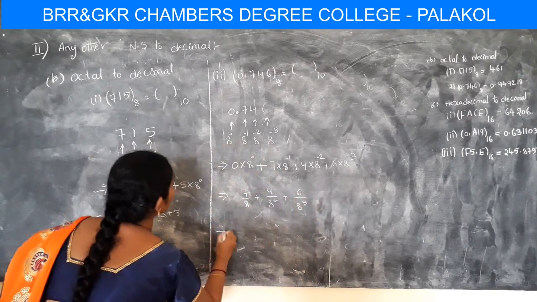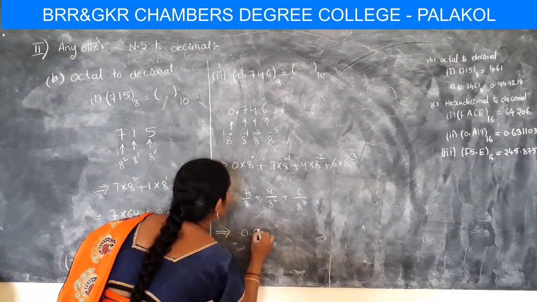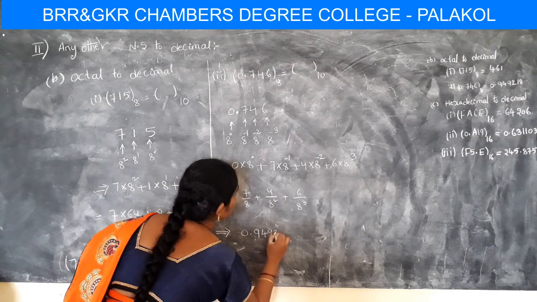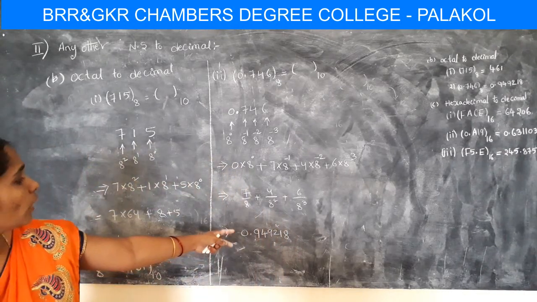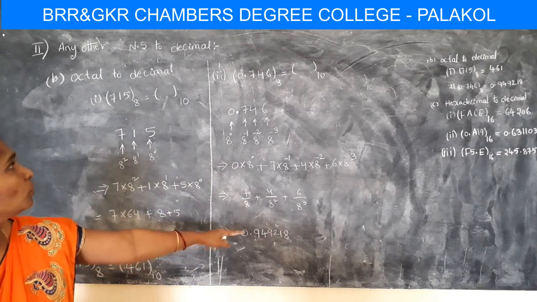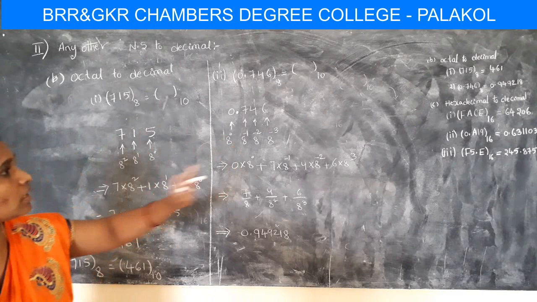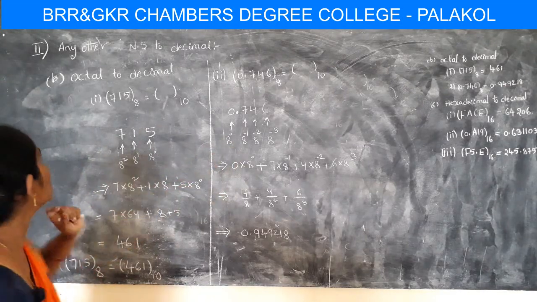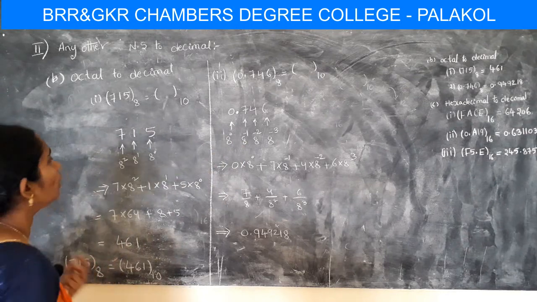Therefore, the final answer for this question is 0.949218. Okay. And the next one is C: how to convert a hexadecimal value to a decimal value.